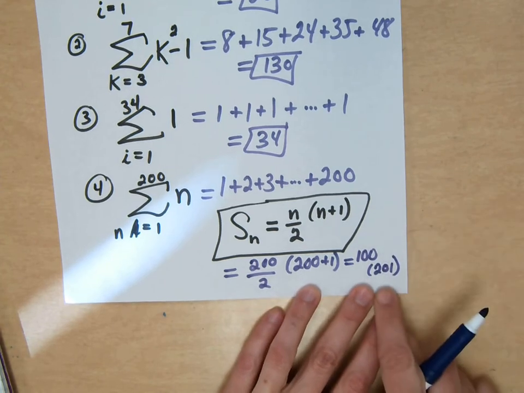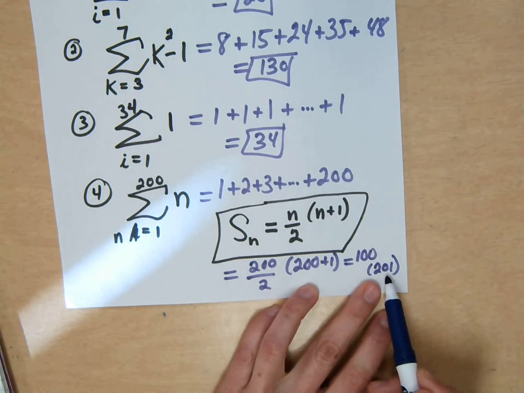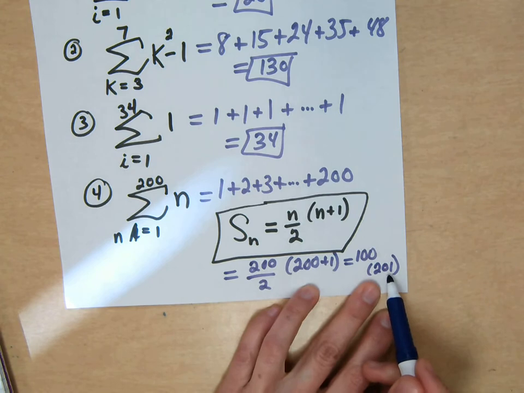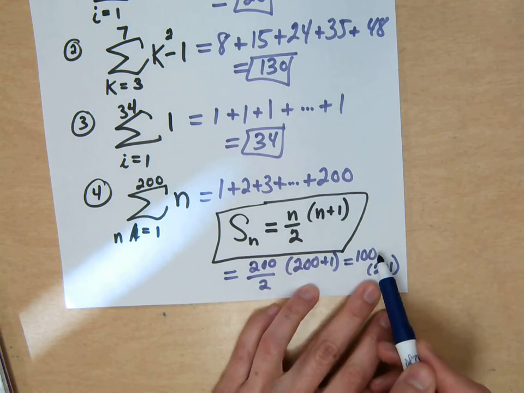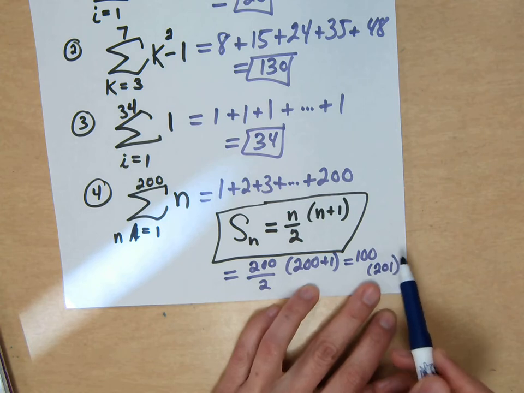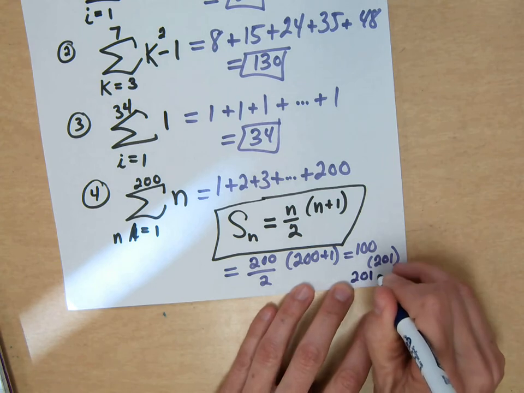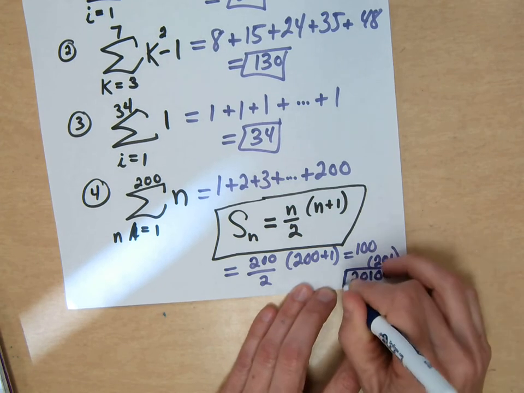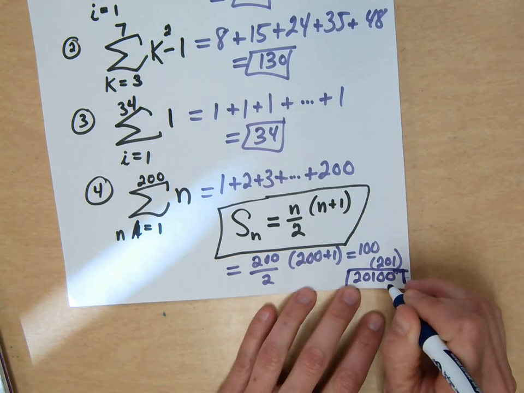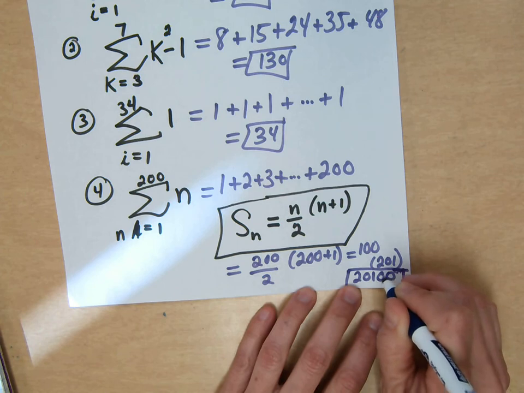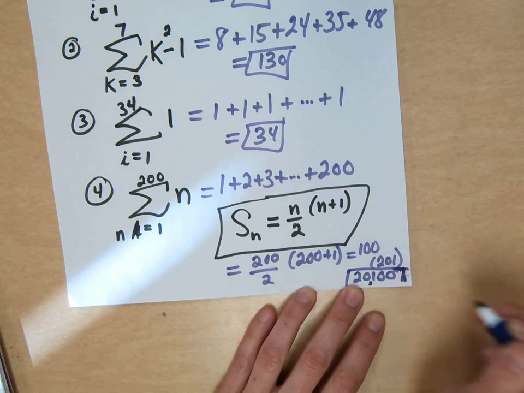Because if we used Gauss's method, if you added the first and last term, 1 plus 200, you would get 201, right? 2 plus 199 gives you 201. 3 plus 198 gives you 201, and there would be 100 pairs of that, right? So 100 times 201, well, we're just going to add 2 zeros to the end, and there's our answer. So our answer is 201 with 2 zeros. So it's going to be 20,100.